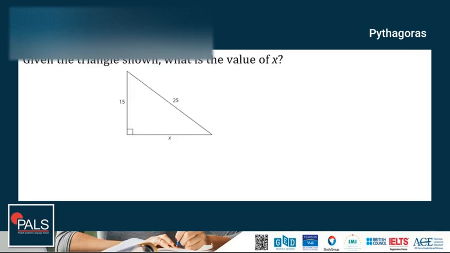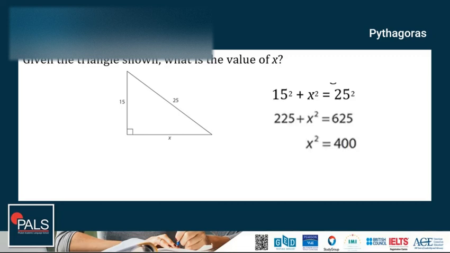Let's try an example. Given the triangle shown, what is the value of x? Using the Pythagorean theorem with legs a and b and hypotenuse c, we can write that 15 squared plus x squared is equal to 25 squared. Solving this equation for x gives us the final answer. X squared is equal to 400 and the square root of 400 is equal to 20. So x is equal to 20. You need only the positive part of the square root when working with triangles because side lengths cannot be negative.